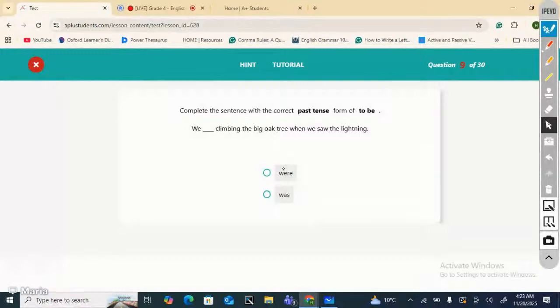Complete the sentence with the correct past tense form of verb to be. We blank climbing the big oak tree when we saw the lightning. Were or was.